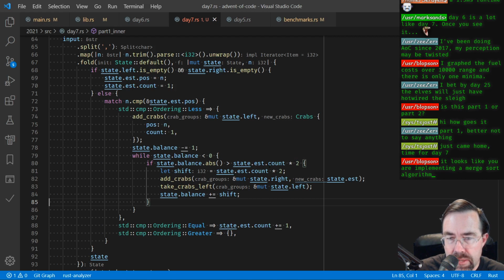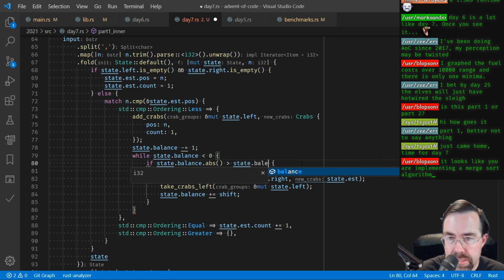I need to know how many are in this group that I take off the left, because that gets taken off the balance. We're going to move this count onto the right. We're going to add it to the balance, and then we're going to take off. Yeah, okay, so I did this wrong. I need to calculate the new balance here, really.